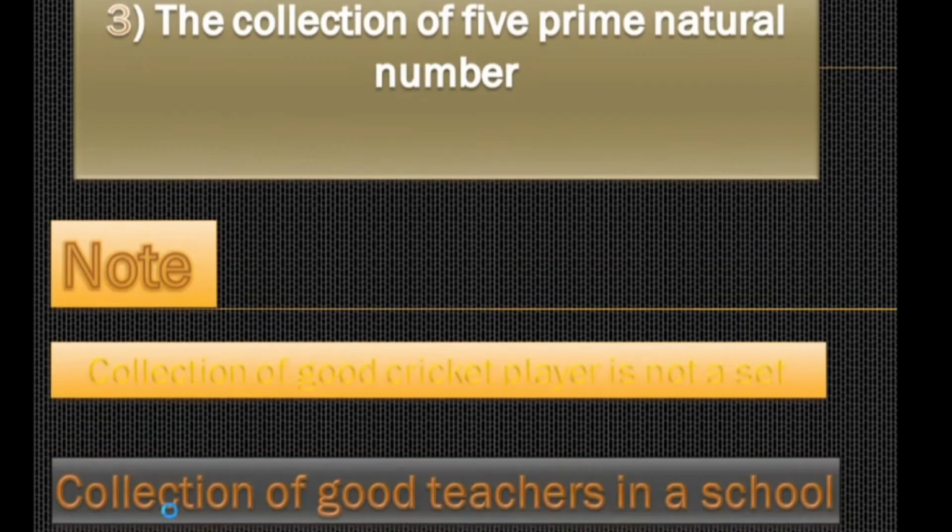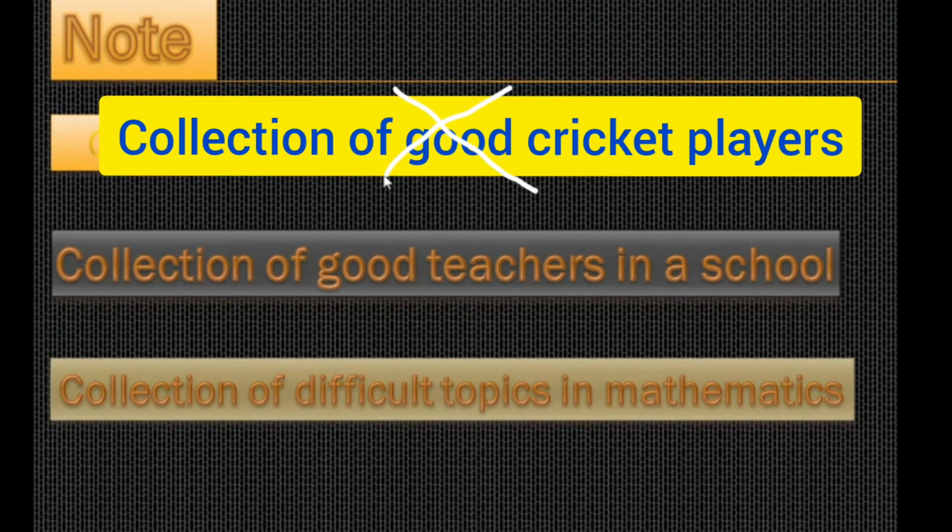Now we'll see what is a definition, or before that, this one is not clear here, but I will read it out for you. Collection of good cricket players is not a set. This good word is characterizing the cricket players. For you, Dhoni might be a good cricket player, for your friend it might be Virat Kohli; it differs from person to person.